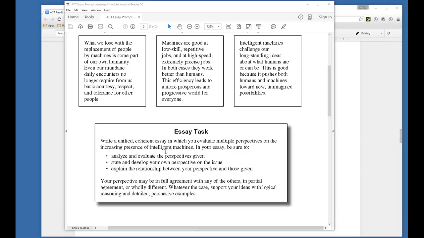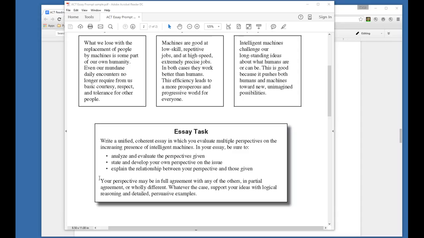And there again, we're going to analyze and evaluate the perspective. We're going to state and develop our own perspective on the issue, and we're going to explain the relationship between our perspective and those given. And now this last paragraph is important. Your perspective may be in full agreement with any of the others, part and partial agreement, or wholly different. Whatever the case, support your ideas with logical reasoning and detailed persuasive examples. So logical reasoning are going to be the connector words, because, as a result, for example, and the detailed persuasive examples are going to be examples of that perspective in action.